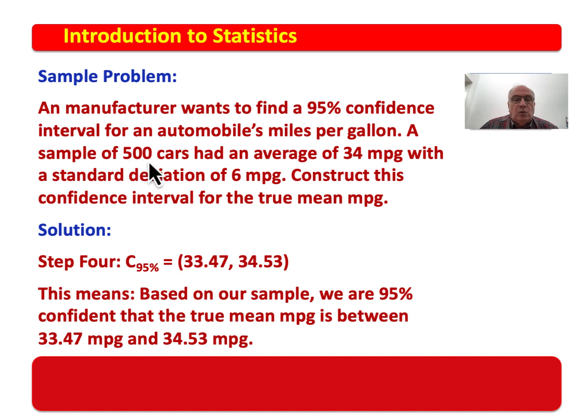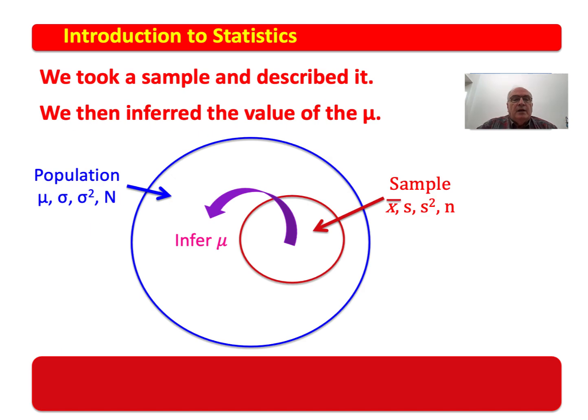And of course, the more cars you sample, the more narrow the confidence interval becomes, but we've got a fairly narrow confidence interval there. Now, remember that we took a sample and we described the sample. We then inferred the value of mu using a confidence interval. We're 95% confident that mu lies in this range.